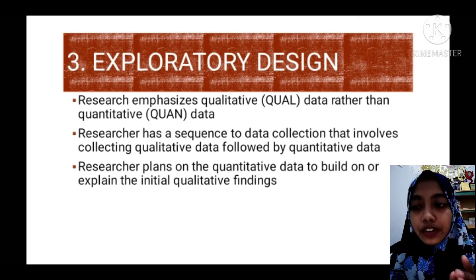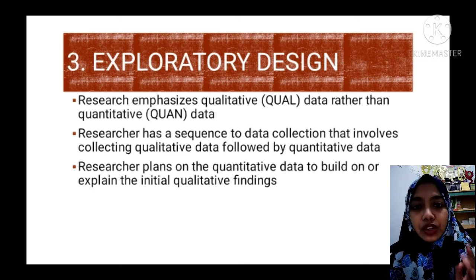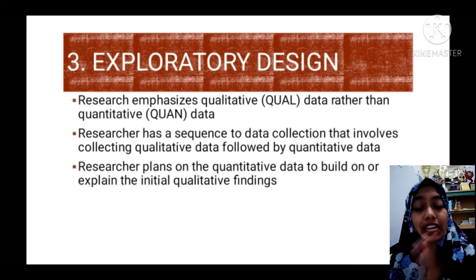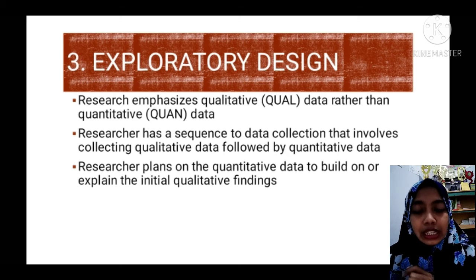It is really different from explanatory design. In explanatory design, it prefers analyzing quantitative data first and then qualitative, but in exploratory design, it analyzes qualitative data first and then quantitative data.